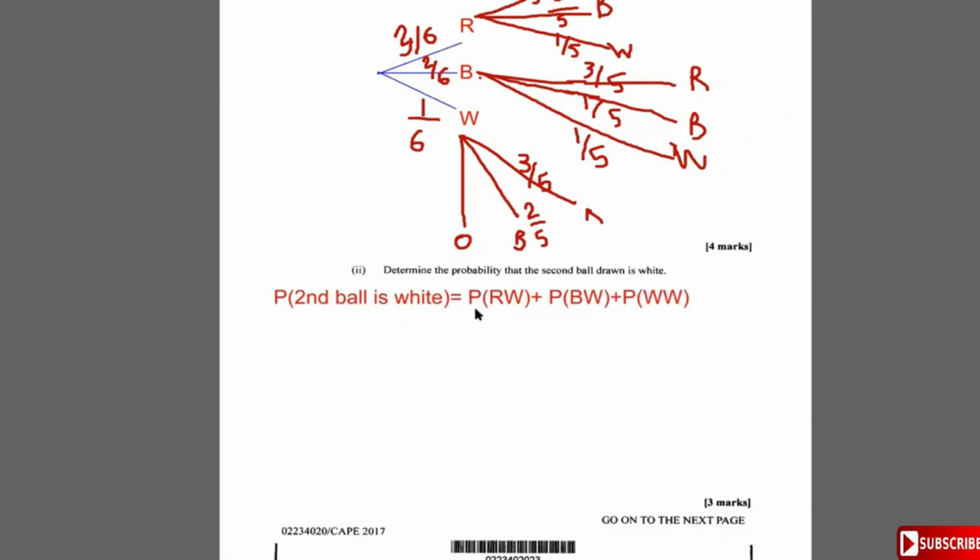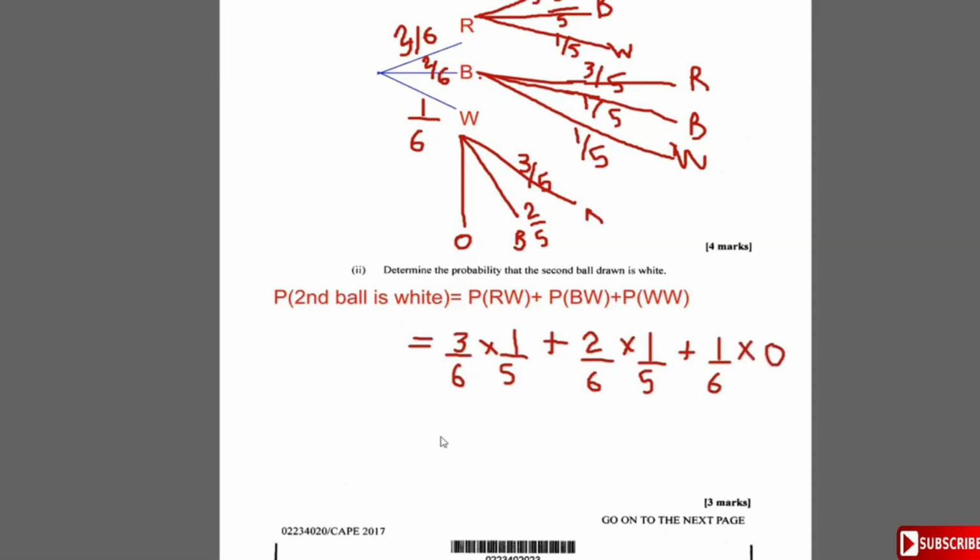Now the probability of getting a red, then a white means if we get a red on the first draw, that is 3 out of 6 times the chance of getting a white on the second draw, which is 1 out of 5, plus we get a blue first, which is 2 out of 6 times we get a white, which is 1 out of 5, plus if we get a white first, the probability is 1 over 6 times we get a white second, then there would be no white.